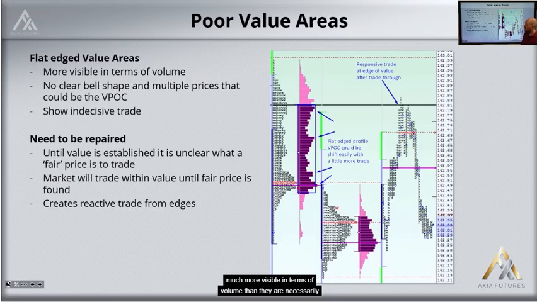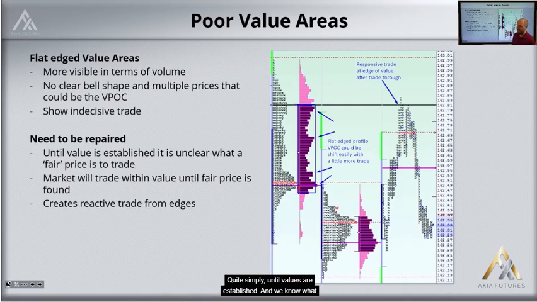These scenarios are much more visible in terms of volume than they are necessarily in time, and this is partly a symptom of, like I said previously, overnight markets now give you situations where you can spend a long time in an area without necessarily doing any volume. From a volume perspective, the complete uncertainty of where exactly to trade makes this much easier to trade. So, you've got indecisive trade here, and we're going to repair this. And I'll talk about the concept of repair in a moment.